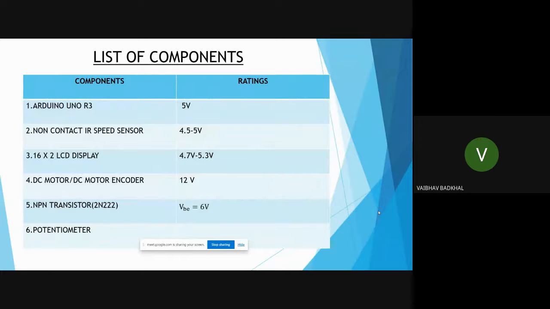These are the list of components we are using in our project. Arduino Uno R3 with a voltage rating of 5 volt, and the second one is a non-contact IR speed sensor with a voltage rating of 4.5 to 5 volt, and a 16 by 2 LCD display with a voltage rating of 4.7 volt to 5.3 volt, DC motor and DC motor encoder with a voltage rating of 12 volt, and NPN transistor for switching purpose, the potentiometer for the analog signaling.